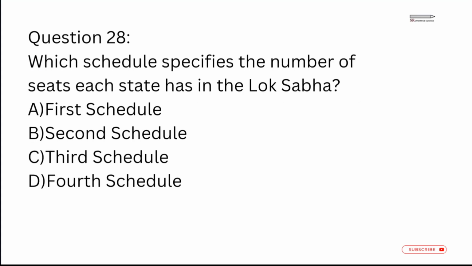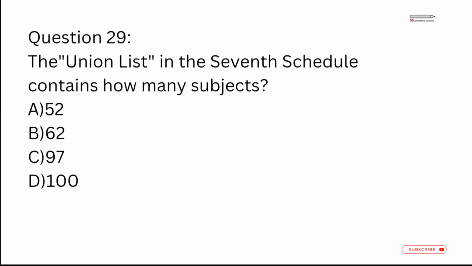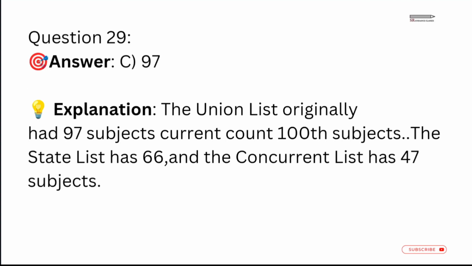Which schedule specifies the number of seats each state has in Lok Sabha? The correct answer is option D, fourth schedule. The union list in the 7th schedule contains how many subjects? The correct answer is option C, 97.